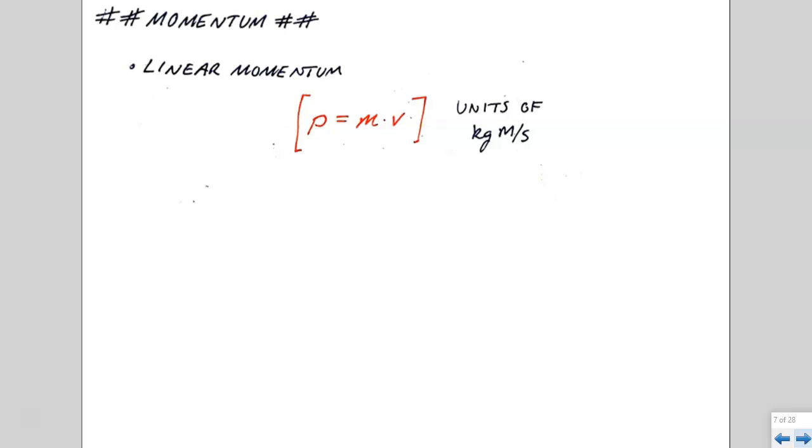Two weird things about momentum. First is that we use the letter P to represent it. I don't know why, you don't know why, nobody knows why. And it has units of kilograms meters per second, but for some reason they don't simplify that into its own special unit. Because it's found using velocity, momentum is a vector quantity, so we have to be careful about the direction of our velocities.